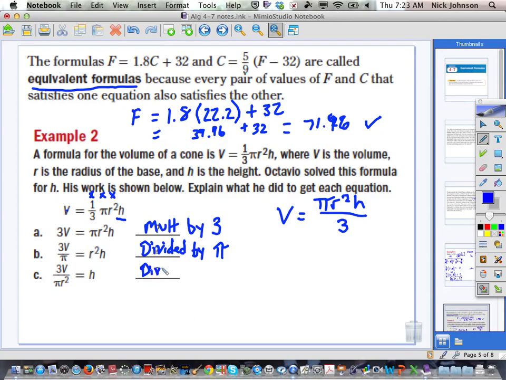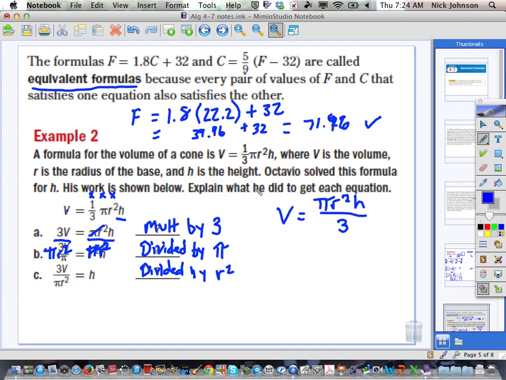Now, could you divide it by pi r squared up here in the second rung? Yeah. If you would have just done this and said I need to get all this away from h, you could have said divide by pi r squared. And that means you had to do it to this side, pi r squared. That means these are gone, leaves you with h equals 3V divided by pi r squared. So you could have skipped that second one right there. They just kind of wanted to show you how he got to that. Okay?